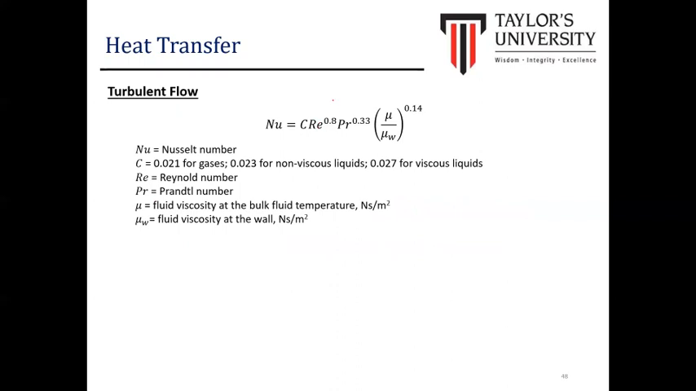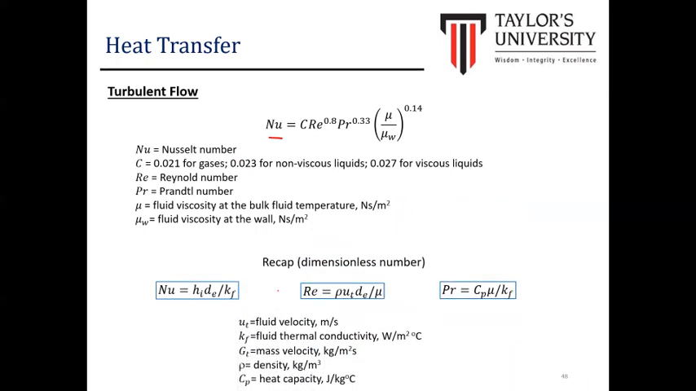For the tube heat transfer coefficient, for turbulent flow, you can use this equation to determine the Nusselt number. Why do we require the Nusselt number? Because it relates to the Reynolds number. You may use this equation to determine the Nusselt number, where C is the constant. If the fluid is a gas, you may use this value. If it involves a non-viscous liquid, you use the value 0.023, and for a viscous liquid, you may use 0.027.